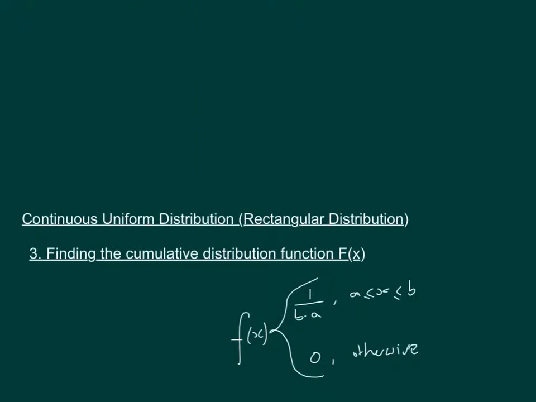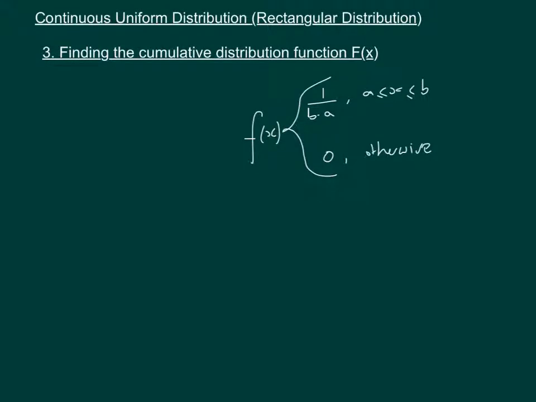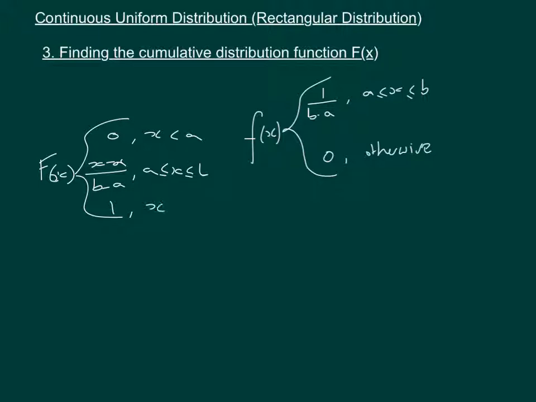And for the final one, for the cumulative distribution function, so if we had to find the cumulative distribution function for this, what we would have is it's 0 when x is less than a, it's x minus a over b minus a, and that's when x is between a and b, and then it's 1 when x is greater than b. So I'm just going to show you a quick example of how to apply this one.